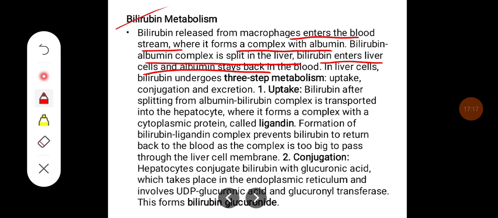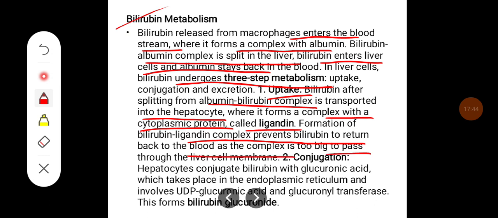In liver cells, bilirubin undergoes three-step metabolism, that is uptake, conjugation and excretion. Uptake. Bilirubin, after splitting from the albumin bilirubin complex, is transported into the hepatocyte where it forms a complex with a cytoplasmic protein called ligandin. The formation of the bilirubin ligandin complex prevents bilirubin from returning back to the blood, as the complex is too big to pass through the liver cell membrane.